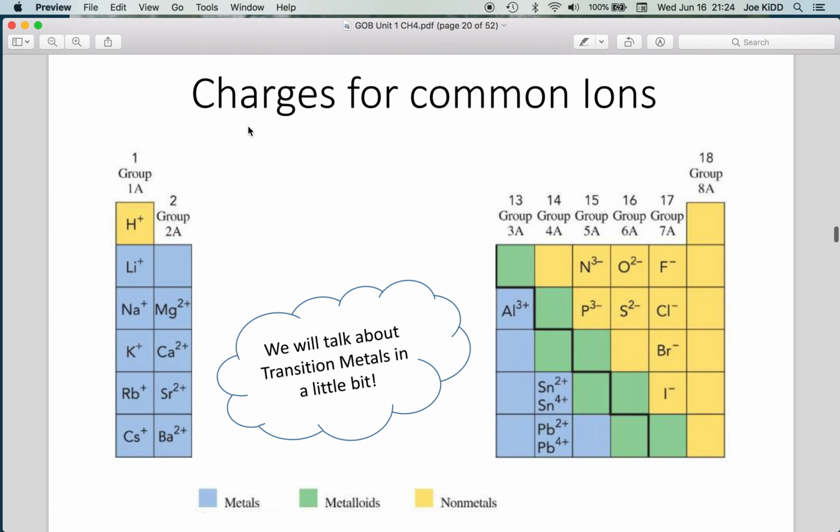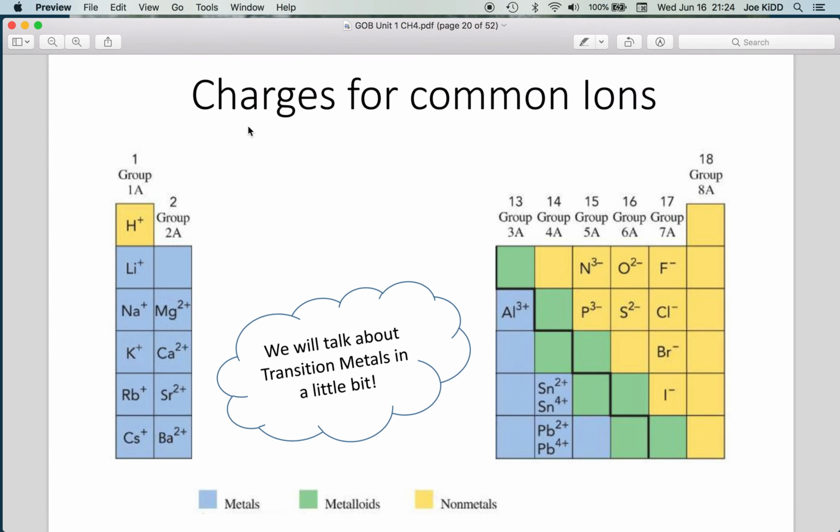Now, this is kind of a nice cheat sheet. Basically, it follows the patterns that we've been talking about. The tin and lead down here, we'll talk about a little bit more when we talk about the transition metals. But basically, the 2 that you want to consider are going to be the metals and the nonmetals, right? This is the recipe for an ionic compound. Metals giving up electrons, nonmetals accepting them.